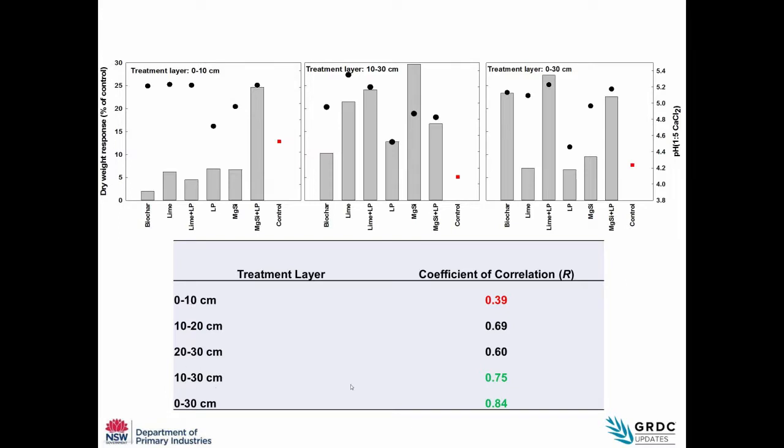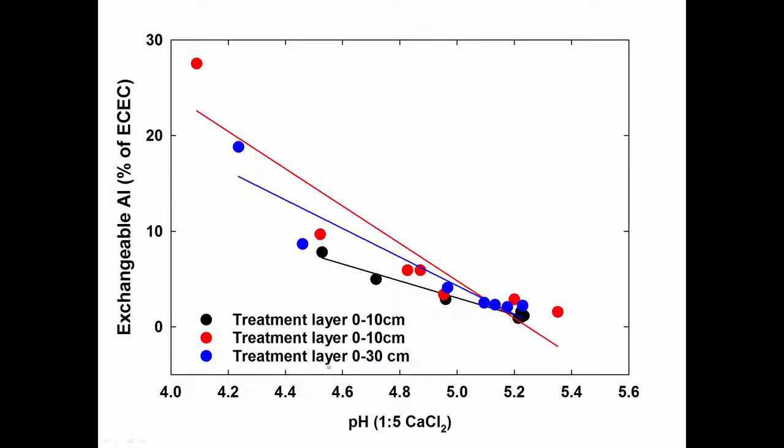One of the reasons that explains why this is happening is related to the exchangeable aluminium. In this graph, on the x-axis, you see the changes in pH, and on the y-axis, you see the exchangeable aluminium in the pot. In your 0 to 10 treatment, you are removing only about 10% of the exchangeable aluminium that is in your soil.